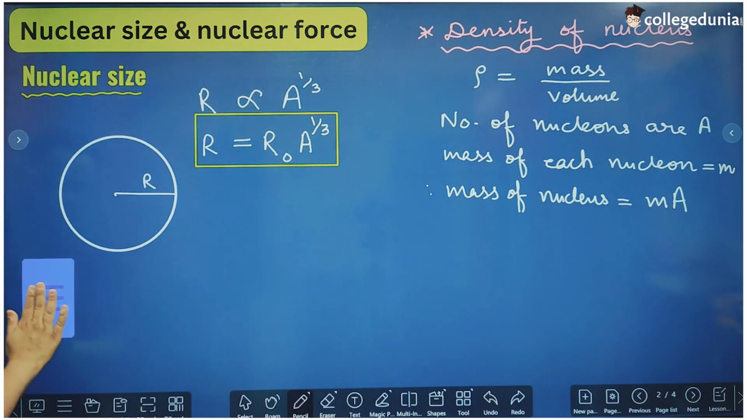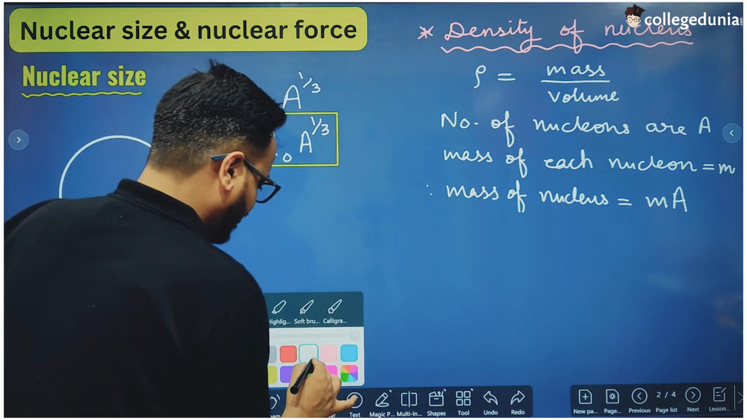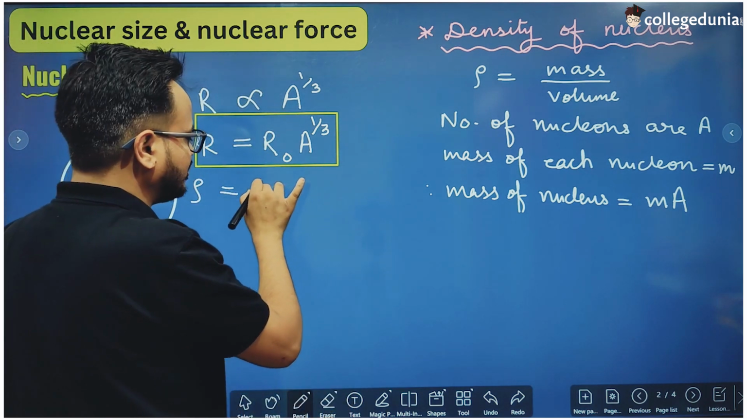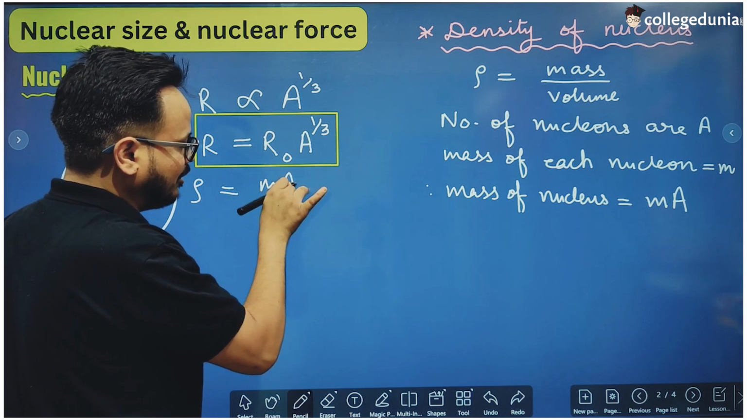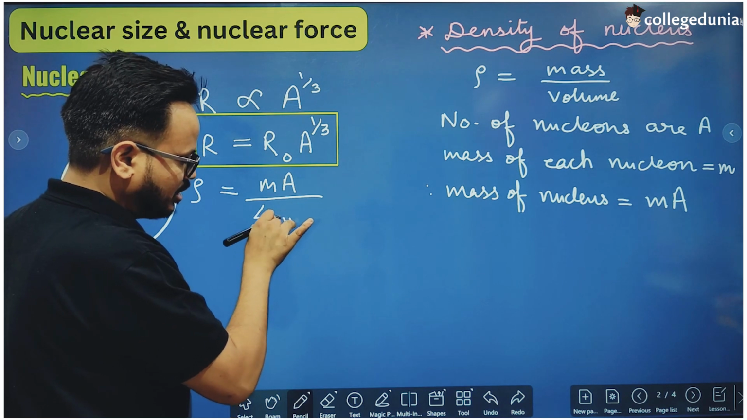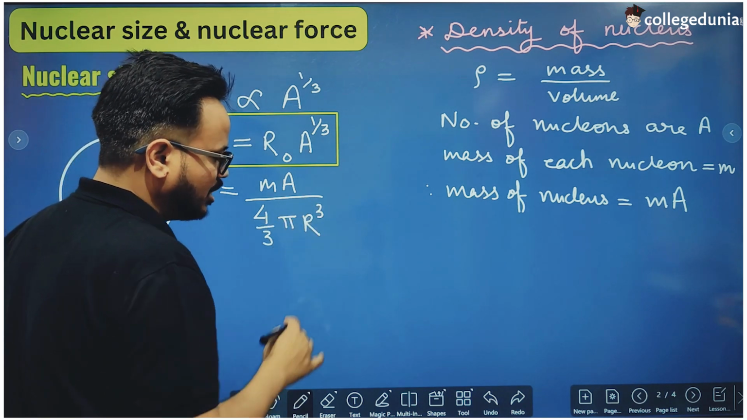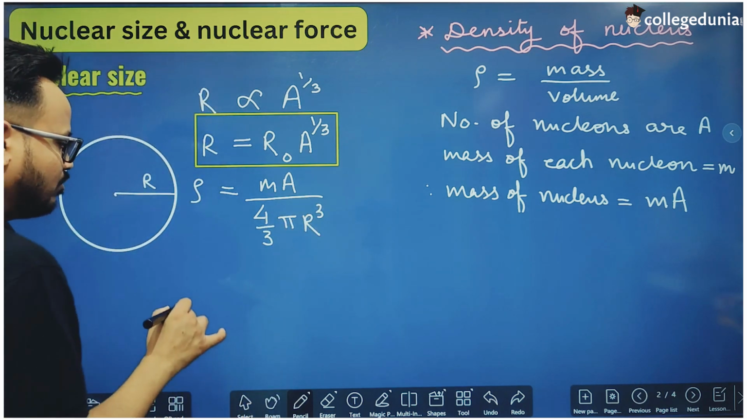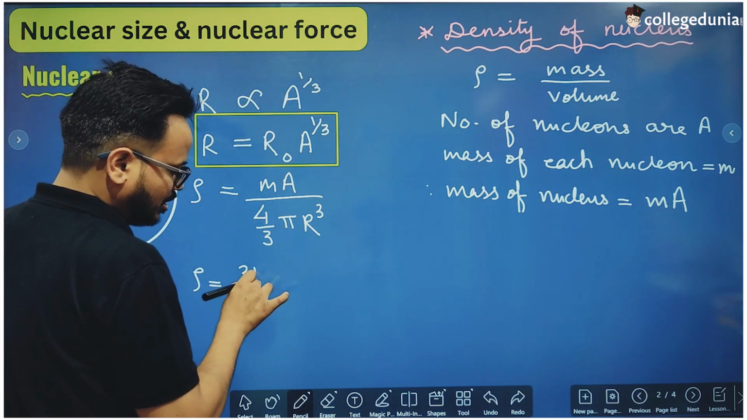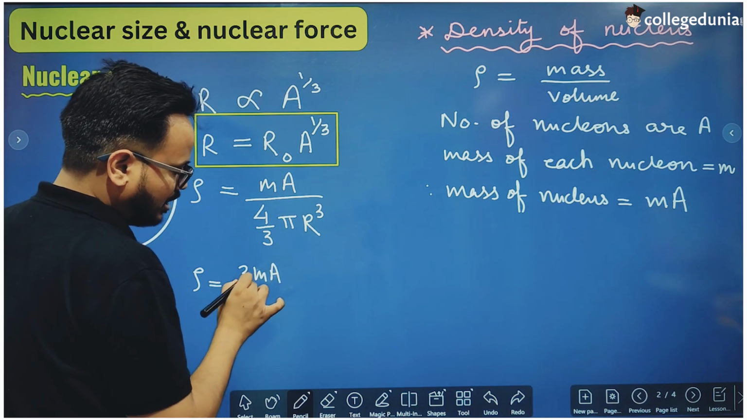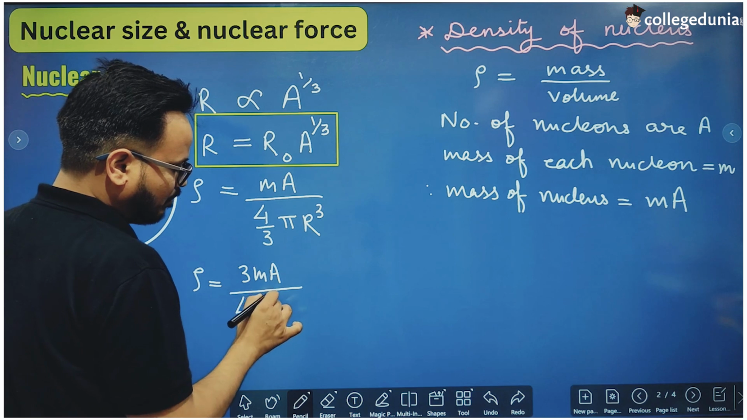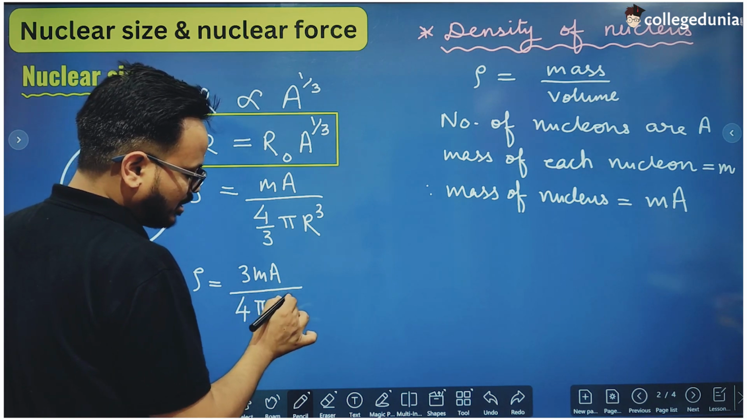So density is mass per unit volume. What is the total mass of the nucleus? It is m into A. And for the volume of the nucleus, we have considered that the nucleus is a spherical body. So the volume of the nucleus is 4/3 pi r cube, right? So rho is 3mA divided by 4 pi r cube.